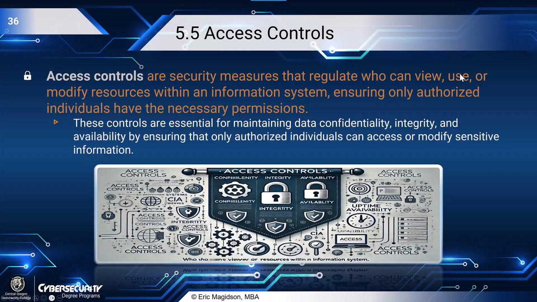So again, remember the AAAs all play together, right? They're interchangeable in a means, and the majority of security systems are going to cover authentication, authorization, and access controls. So access controls are security measures that regulate who can view, use, or modify resources within an information system, ensuring only authorized individuals have the necessary permissions. And by the way, this includes system administrators. So just because you're administrator doesn't mean you're going to have administrative rights to do everything, okay?